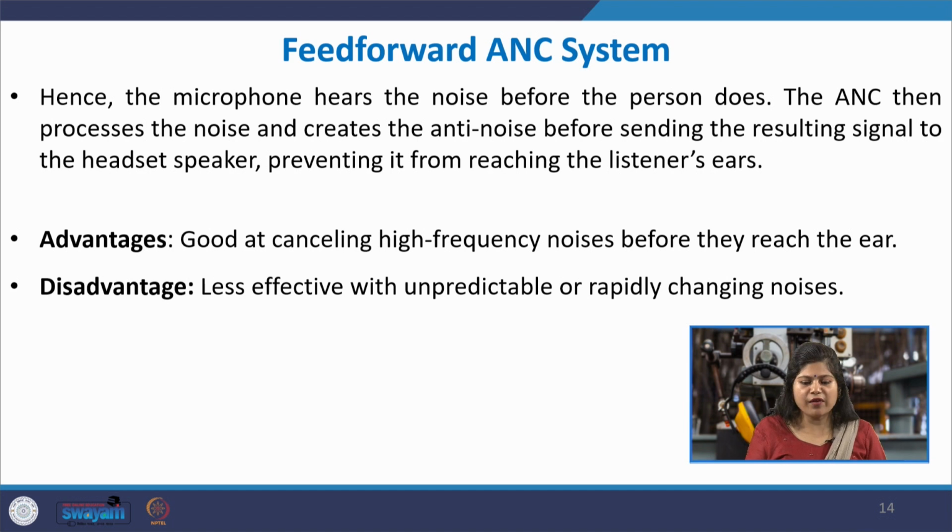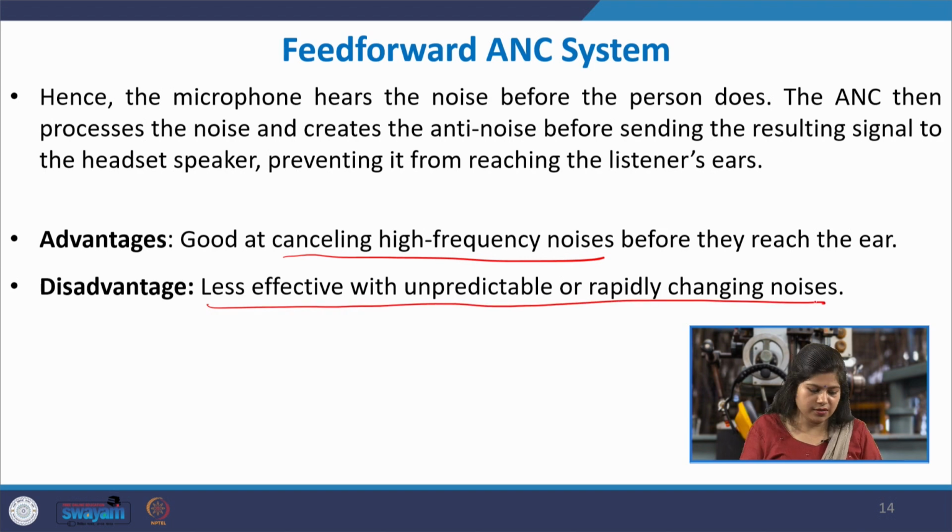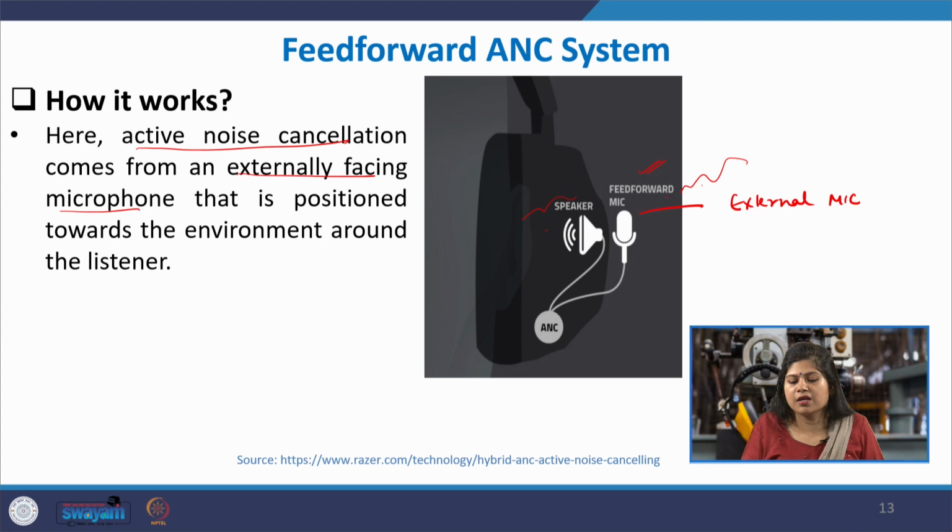So, what are the advantages and disadvantages? This feed forward ANC system is good at cancelling various high frequency noises and less effective with unpredictable or rapidly changing noises. Suppose it is a rapidly changing noise, especially in a location where the noise is varying, with a lot of spatial variations. Let us say the noise which was approaching here, due to some diffractions that are happening in the environment itself, might have changed by the time it reaches the ear.